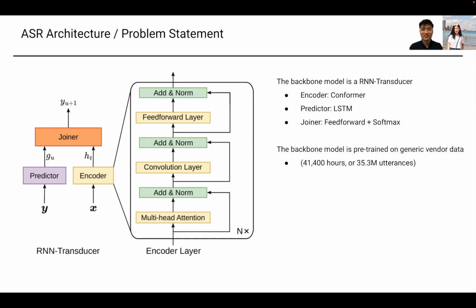This backbone model is pre-trained on an open data set, and our goal is to adapt this backbone model to user data. In our experiment, we use production data for demonstration, which consists of 1.2 million utterances collected from 139,000 distinct user devices.